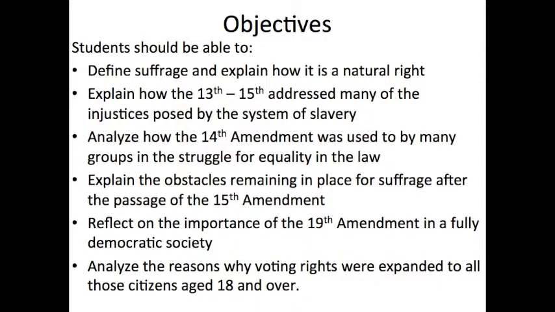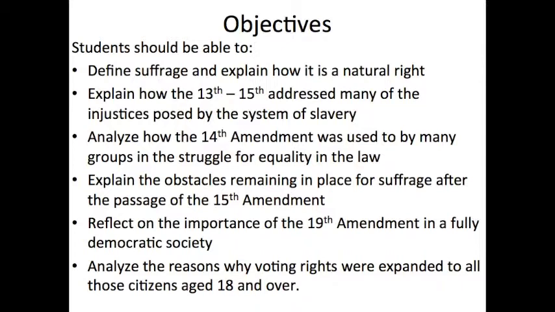The argument that we should all be equally represented within every law. Similarly, I want you to look at the Civil Rights Movement. What were some of the obstacles that remained in place for suffrage even after the passage of citizenship and voting rights for former slaves in the 15th Amendment?